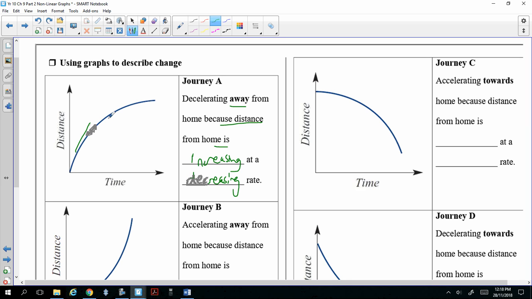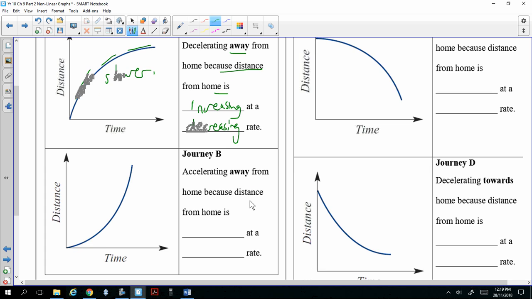All right, next one, journey B. If it's moving away, it is also increasing. However, at an increasing rate because it's getting faster and faster. So we say it's accelerating. This is accelerating. It's getting faster. Okay? You should draw the graph and then write down some description. Will be useful. Thank you.